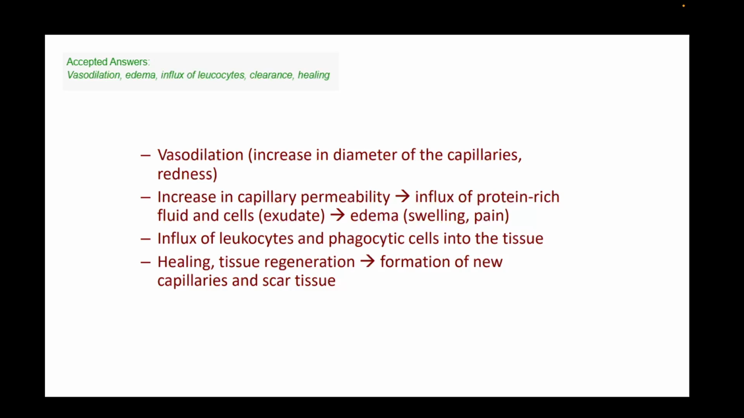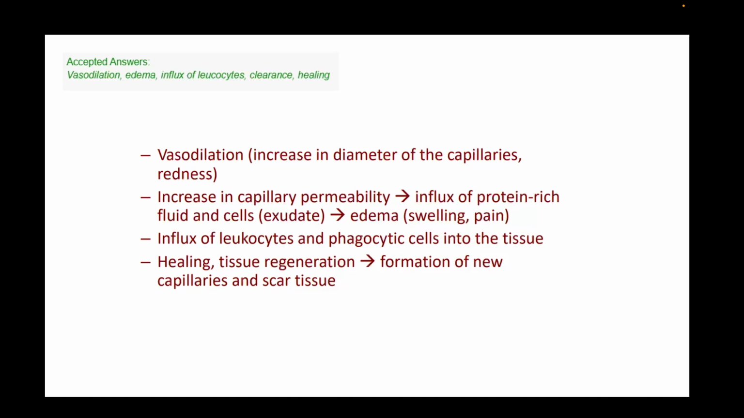Next would be the influx of leukocytes. So neutrophils, influx of leukocytes and phagocytic cells into the tissues. Neutrophils and other leukocytes are recruited from the circulation and they migrate into the inflammatory tissue through chemotactic signals. They enter via margination, rolling, adhesion and transmigration, and these cells phagocytose the pathogens and clear debris from the site, which is what forms the next step, that is the clearance.